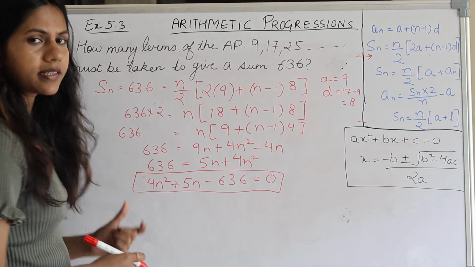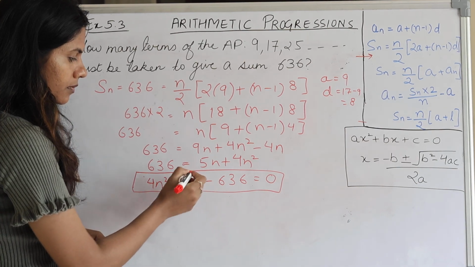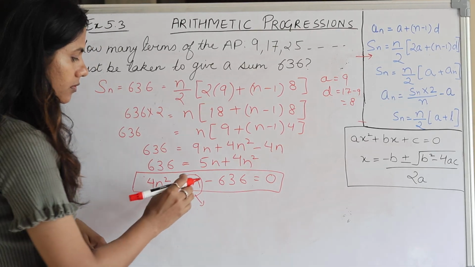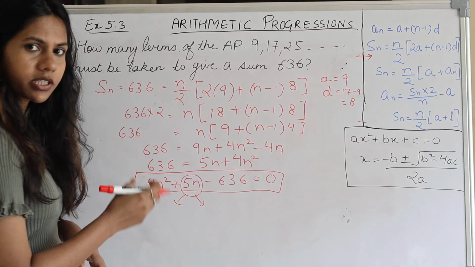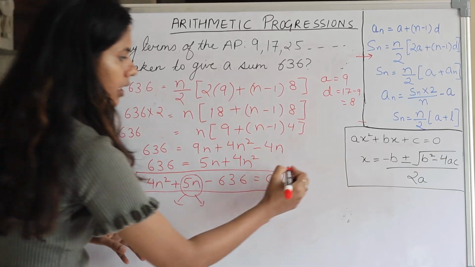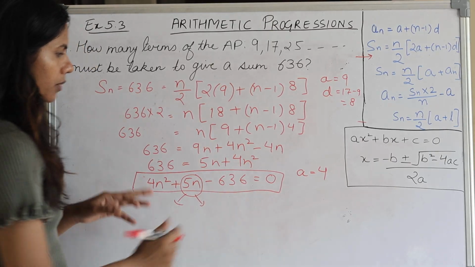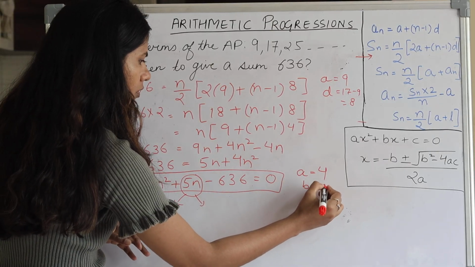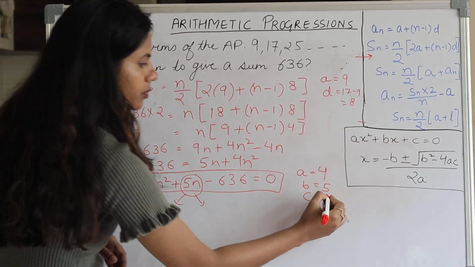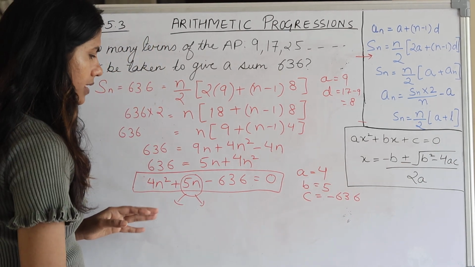For this part I just want to quickly show you. As I told you, we have to break this middle term in two terms in a way that the multiplication of coefficients will be equal to A into C. See, A is here 4. Just compare this equation with this. B is here 5. C is minus 636. And what is our aim?